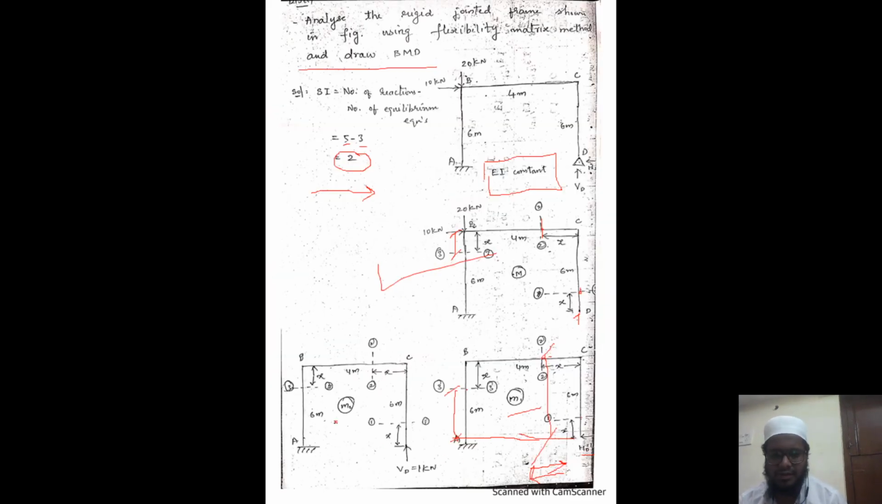Alright, next we'll go for M2. So how will you apply M2? M2 will be applied in vertical direction. You can see here in my M2 diagram, I have applied VD, which is equal to 1 kilonewton load in upward direction, because we have two reactions on hinge support, isn't it? So I have two reactions. So first I have applied and made it as M1 diagram. Now we are going for M2 diagram.